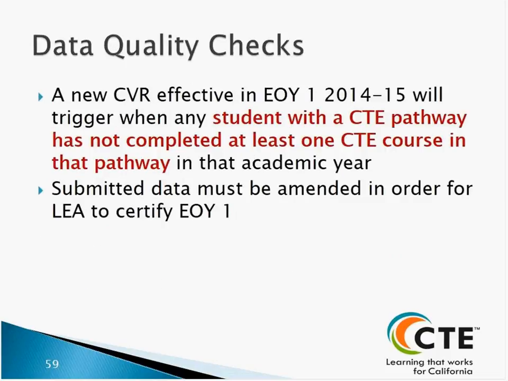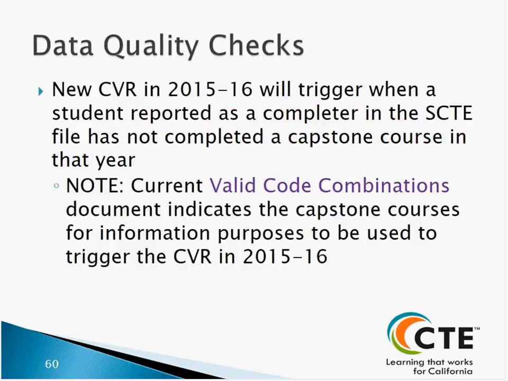This one, the CBR that will start this year in 2014-15, will trigger if any student with a CTE pathway has not completed at least one CTE course in that pathway in that year. So this year we're going to be checking basically on the quality of that CTE pathway data. The student will have to complete a CTE course in that pathway, else, actually, this I believe is a fatal error that will be triggered. I mentioned before, a second ago, next year we'll also be checking to make sure the completers have completed the capstone course in their pathway.